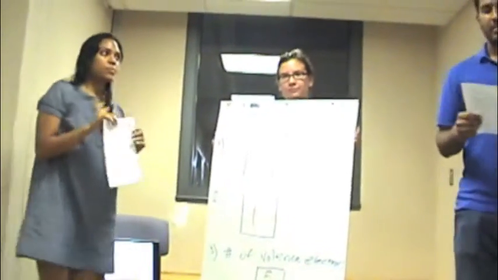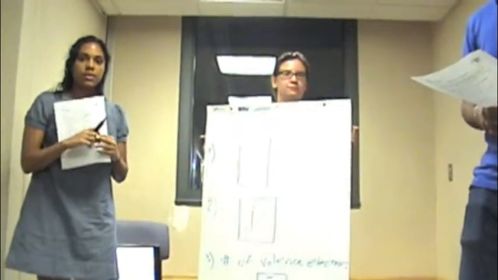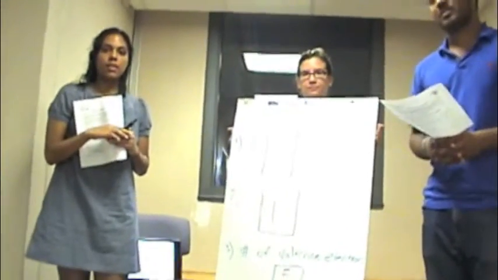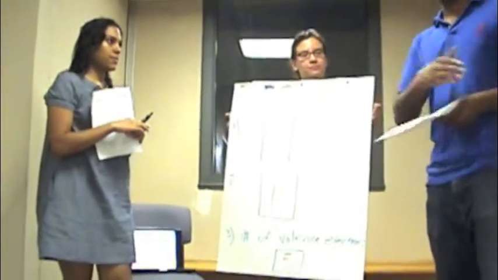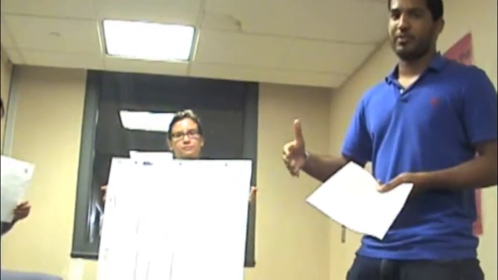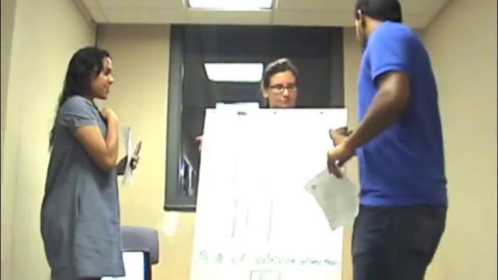Ray, can you tell me why she knew that there were 5 valence electrons? Because it was in group 15. Because it was in group 15, that's exactly correct. And before we talked about how if you're in group 13, 14, 15, 16, 17, or 18, you have 3, 4, 5, and all the way up to 8 valence electrons. So that's exactly correct.